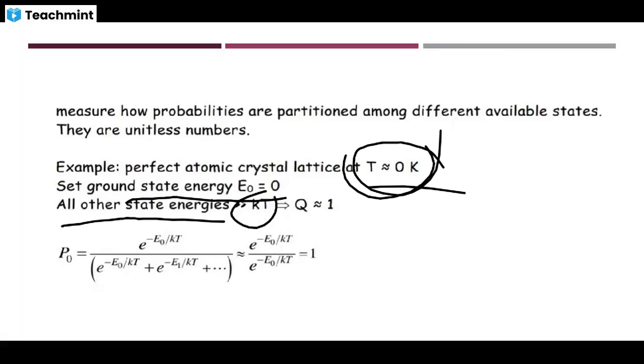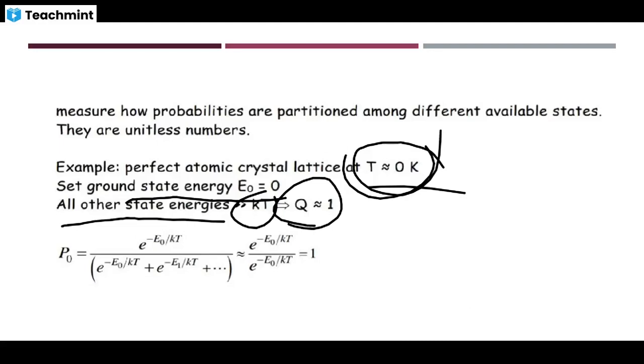So all other states are higher energy. At approximately 0 Kelvin, only the ground state is possible, because the ground state energy is 0. Then the partition function q becomes 1. The only state the molecule can occupy is the ground state. So q equal to 1 means only one state is available.